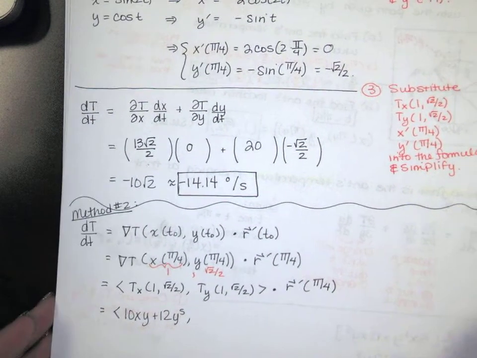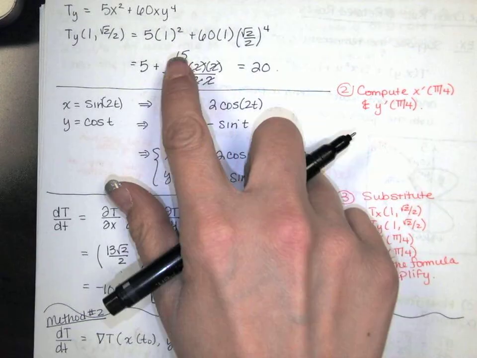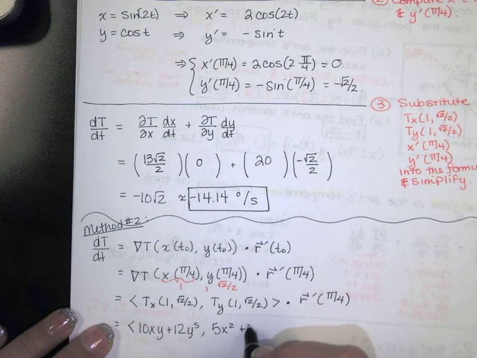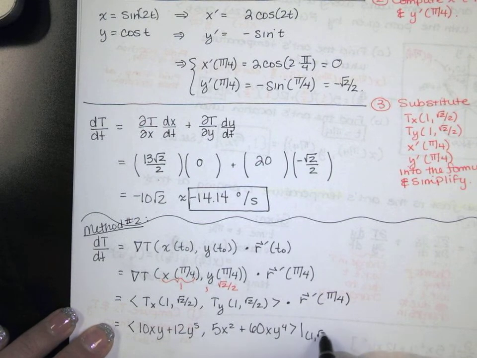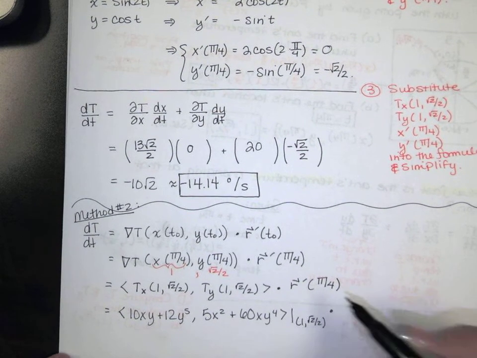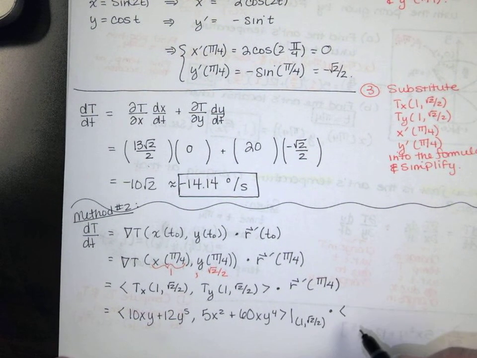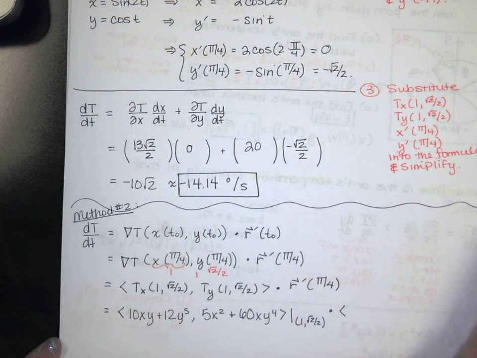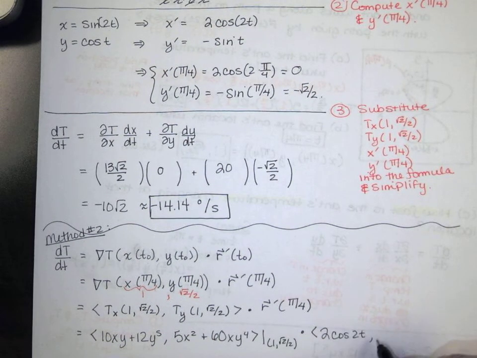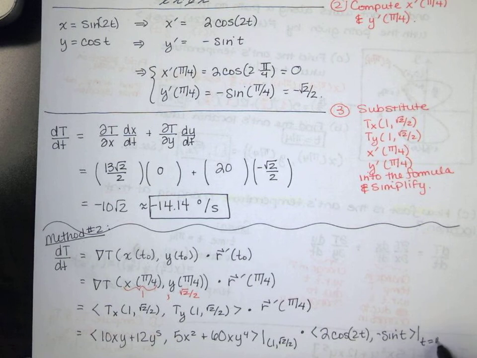Partial with respect to y is right here, 5x squared plus 60xy to the 4th. And we evaluate that at 1 and root 2 over 2. And then we're dotting that with r prime. It has components x prime and y prime, and x prime was 2 cosine of 2t. Y prime was negative sine of t. And we'll evaluate this at t equals pi over 4.